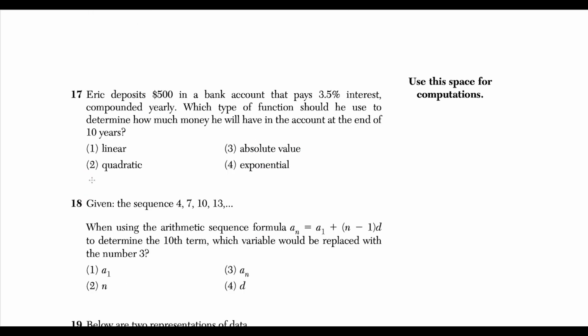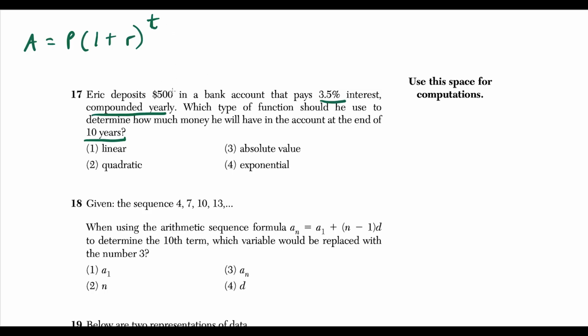Definitely choice 2. So question 17, we have Eric deposits $500 in a bank account that pays 3.5% interest, compounded yearly. Which type of function should he use to determine how much money he'll have in the account at the end of 10 years? For a question like this, it helps to know this formula: the principal times 1 plus the interest rate to the power t. This is compound interest, where the interest is compounded yearly. So here, this is an exponential function.